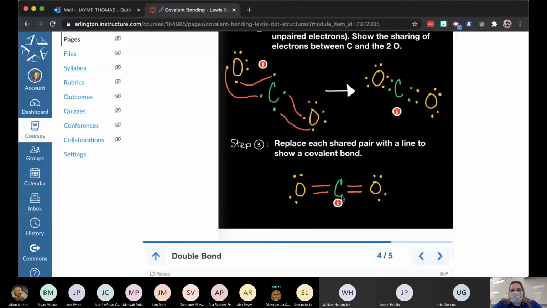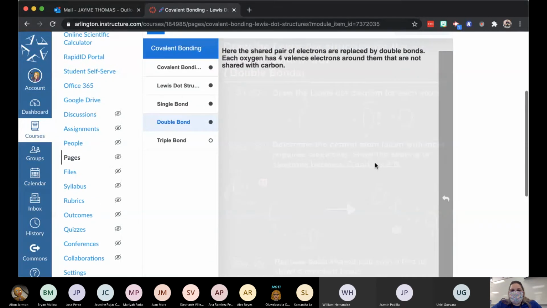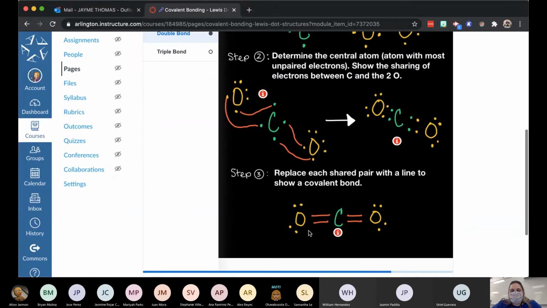And so then I just need to make sure I replace the shared pairs with the lines to show the covalent bond. And since there were 2 pairs of electrons being shared, it is a double bond, because each pair is a line. Okay, and so this one is actually in a straight line like this. It's called linear, and that's one of the shapes that we're going to look at on Wednesday.